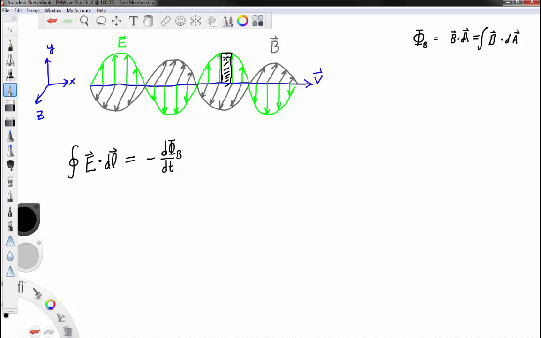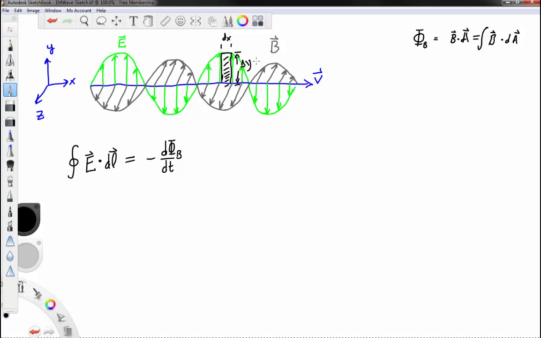So what are the relevant parameters for this loop? Well, we want this part of the loop to be small, like a dx, and then this part of the loop can be relatively large, like a delta y. So those are basically the two parameters that are going to define this loop.